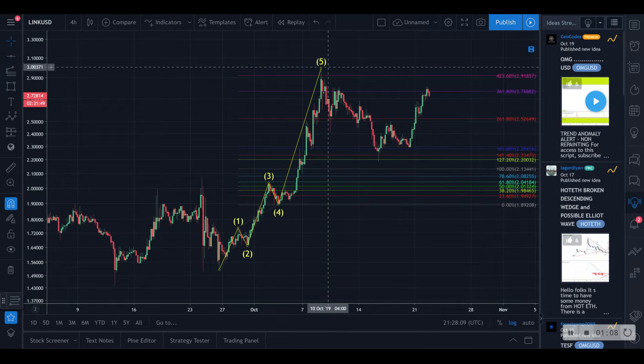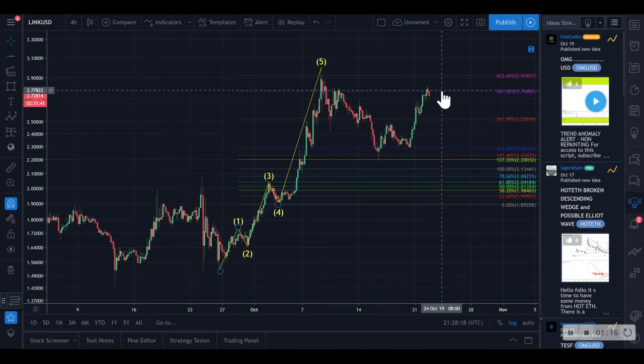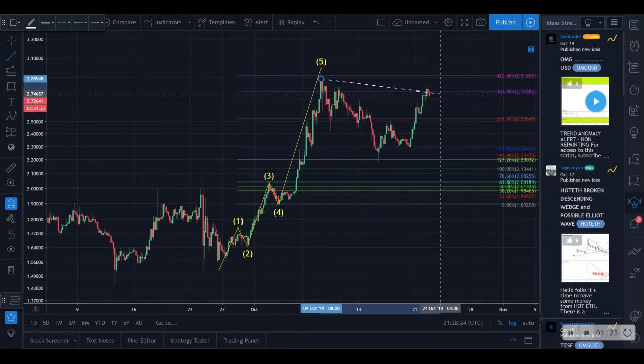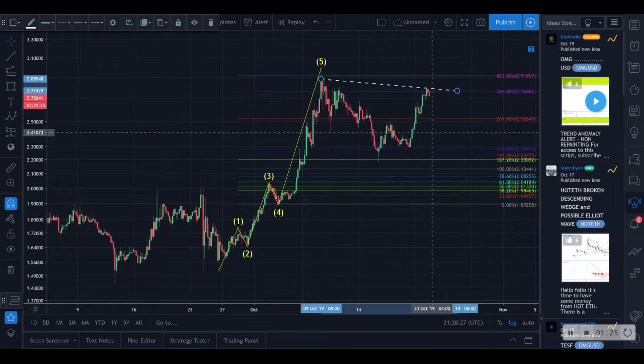But we did complete at the 423.6 fib, and we are failing to breach this other Fibonacci resistance right here. It looks to me like we have a bearish divergence showing right here. So as long as we continue to fail to breach this, we are going down.